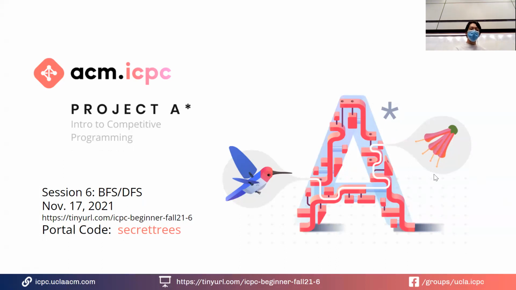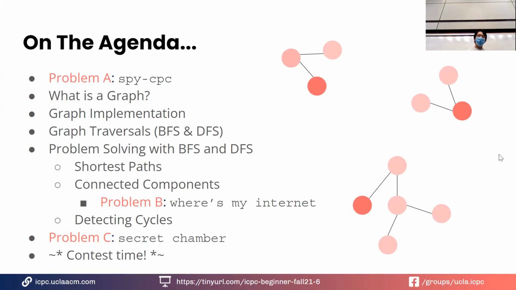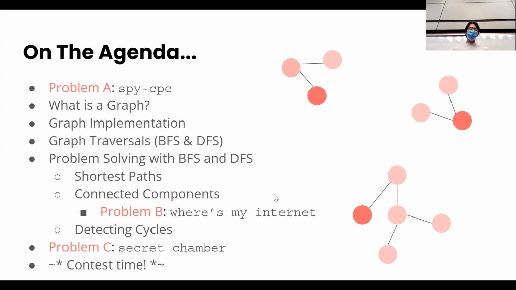Okay, all right. So on the agenda for today, we're going to go through an example problem to help introduce us to the idea of graphs, because I'm sure not all of you are familiar with what a graph is. So we're going to introduce that first. Then we're going to go through traversals of graphs, BFS and DFS, which is the main topic of today. And then we're going to talk about applications of BFS and DFS. And then we'll go through two more example problems, and we'll have the contest at the end.